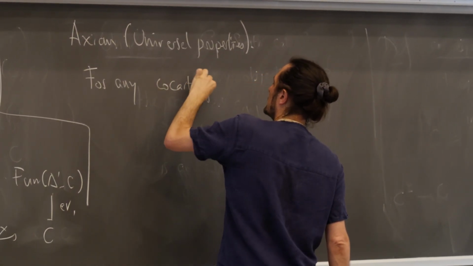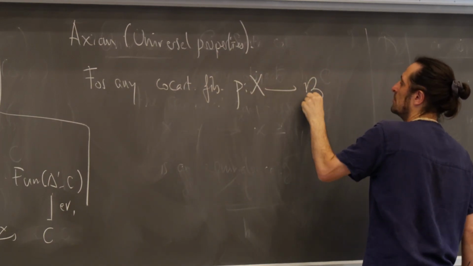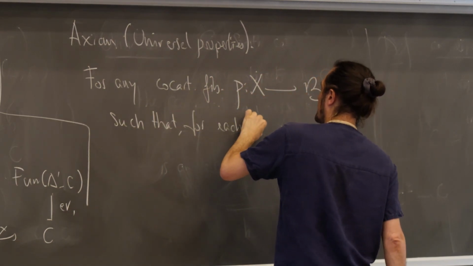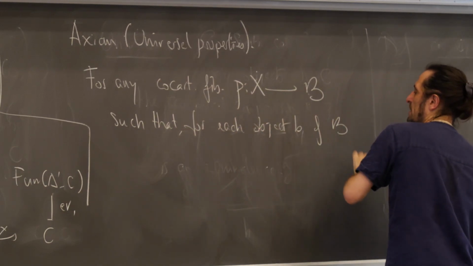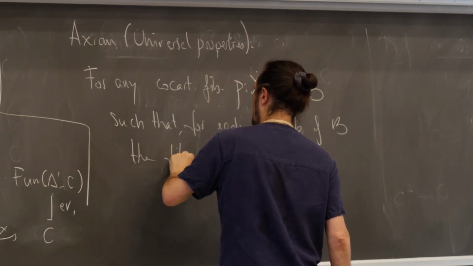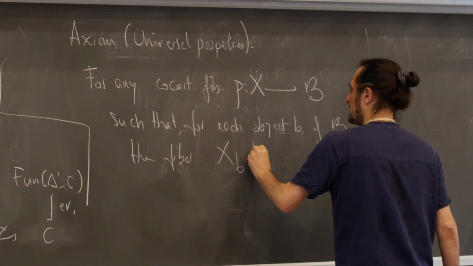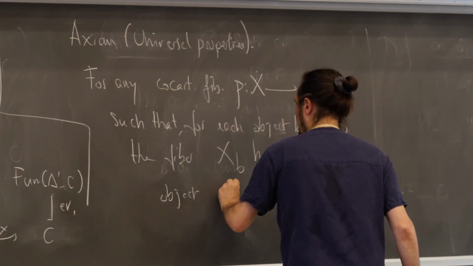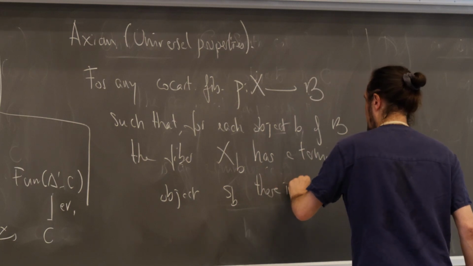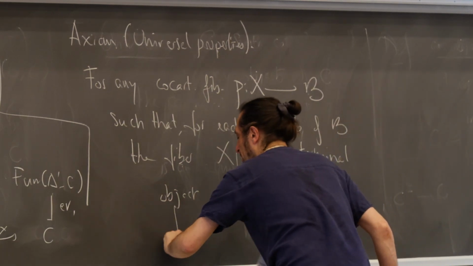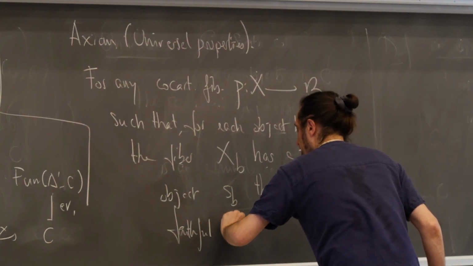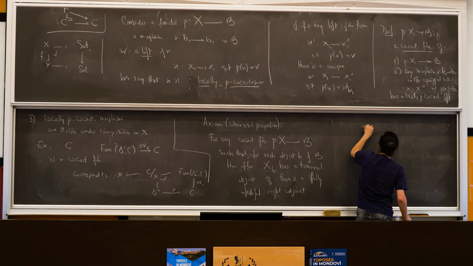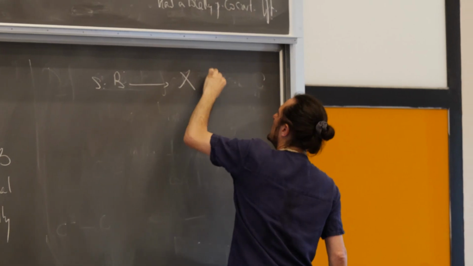co-Cartesian fibration, say P, such that for each object B of B, the fiber of P at B has a terminal object S_B, there is a fully faithful right adjoint S from B to X of P.